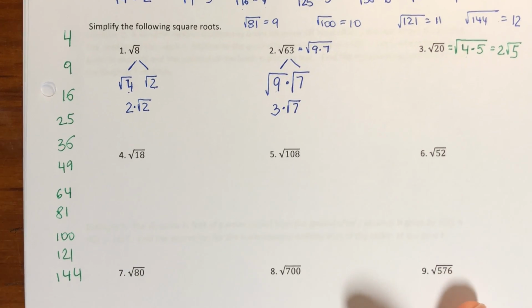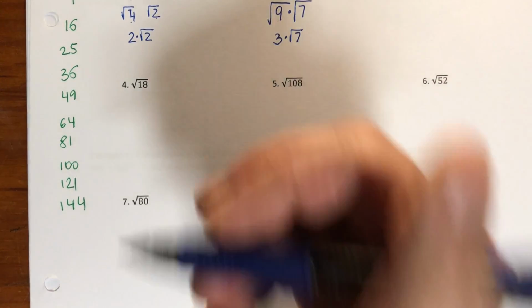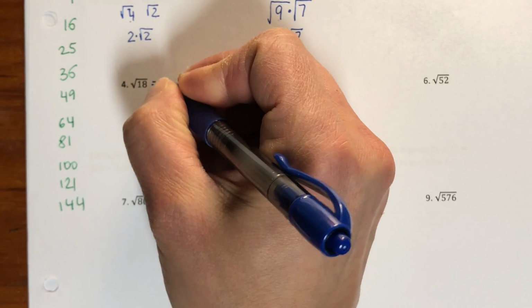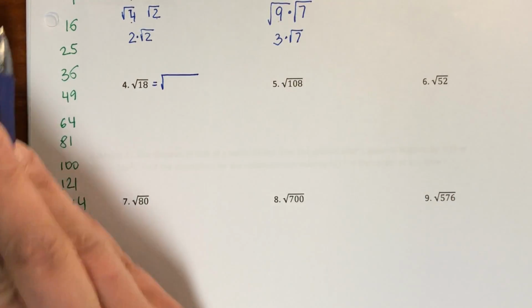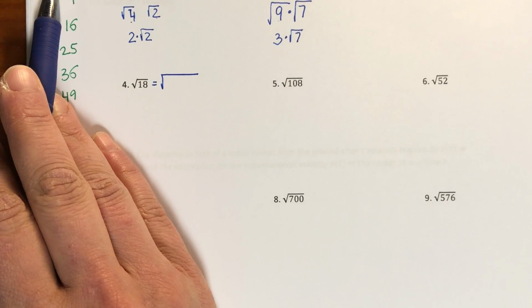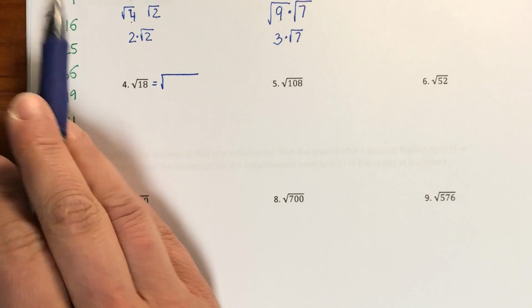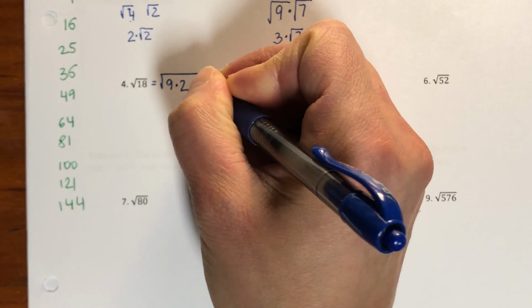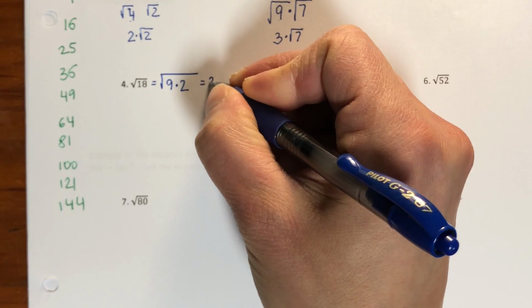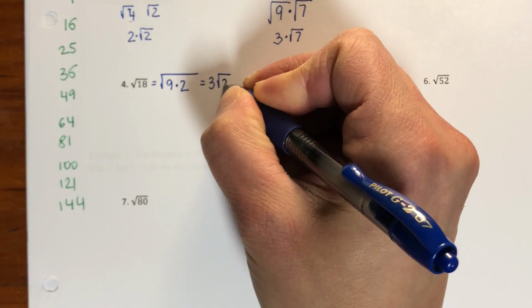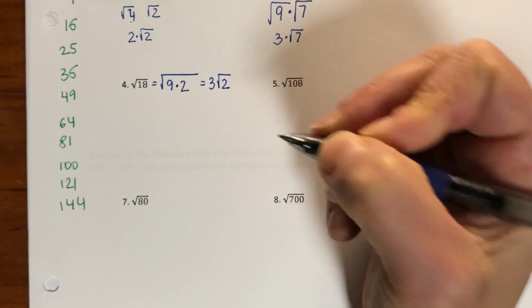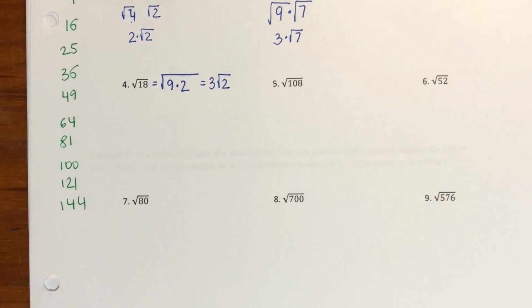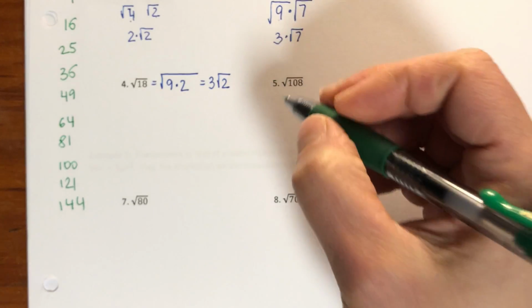Another one is square root of 18. Well, 18. Can I write 18 as 4 times something? No. Can I write 18 as 9 times something? Yes, I can. 9 times 2. What's the square root of 9? Square root of 9 is 3. And square root of 2 is what's left. Again, I will be very curious to see what method you will prefer.